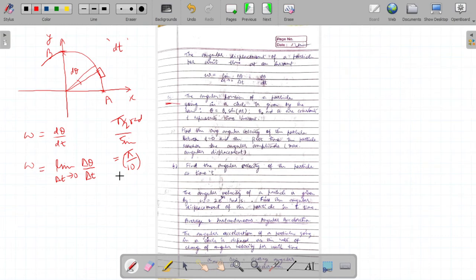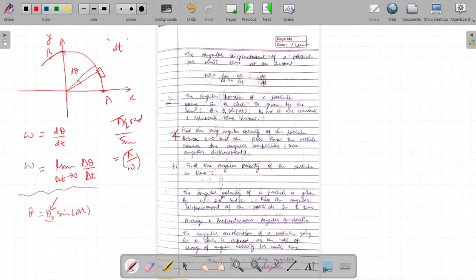So in the first example, we have the angular position of a particle going in a circle. It is given by this law. So we are given the angular position of the particle theta. So theta is equal to theta naught sine A into t. So this is the angular position of the particle, and theta naught is some constant, and as the particle starts moving from t equal to 0, it would start moving from some 0 angle towards this angle theta naught. This is what we can judge from this particular value.